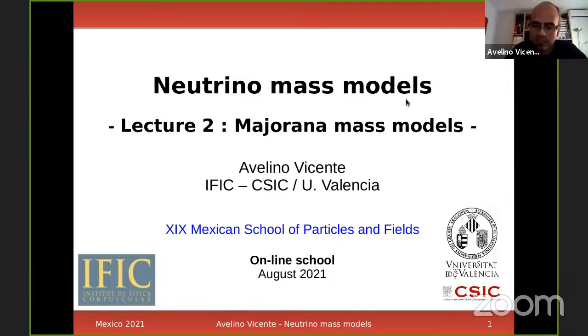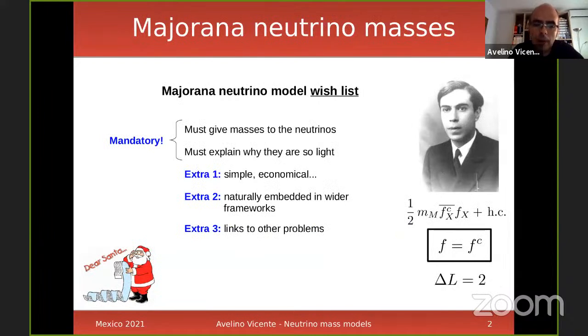Okay, so let's go with the second part of the lectures. Today I'm going to discuss Majorana mass models. I will focus on a particular type of models, which are maybe the most popular ones. I remind you from yesterday that there are 2 things we need for every neutrino mass model to work. First, we need to give masses to the neutrinos. That's the main point. And second, it is very important and mandatory to explain why neutrinos are so light.